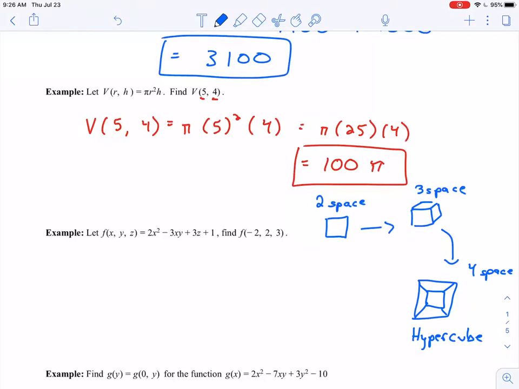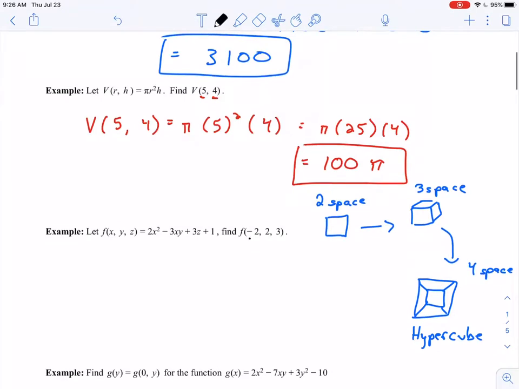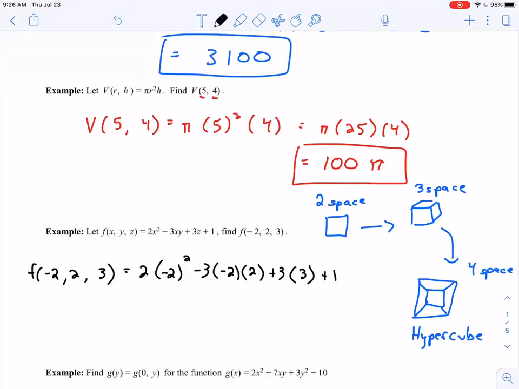But here, we're just going to work with this function f of x, comma y, comma z. We're going to evaluate this at f of -2, comma 2, comma 3. So let's see, I have 2 times x, that's -2 squared, minus 3 times x is -2, times y is +2, plus 3 times z, well, that's 3, plus 1. And then we're just going to evaluate this expression.